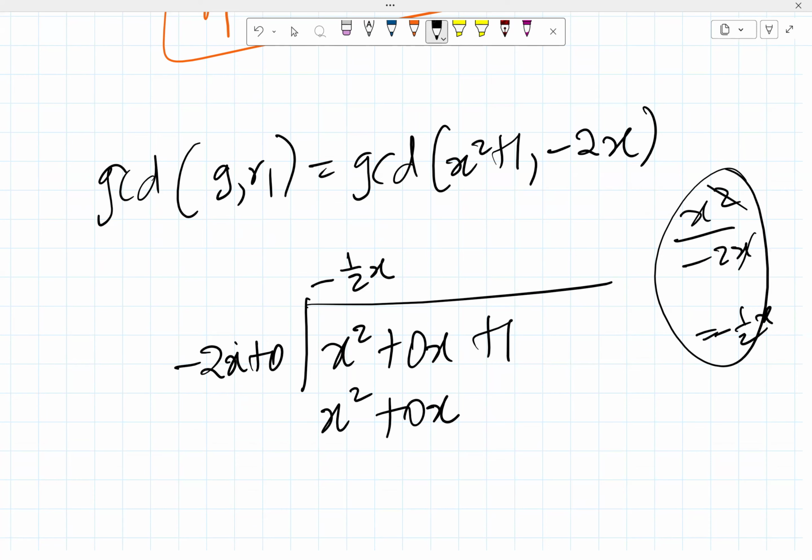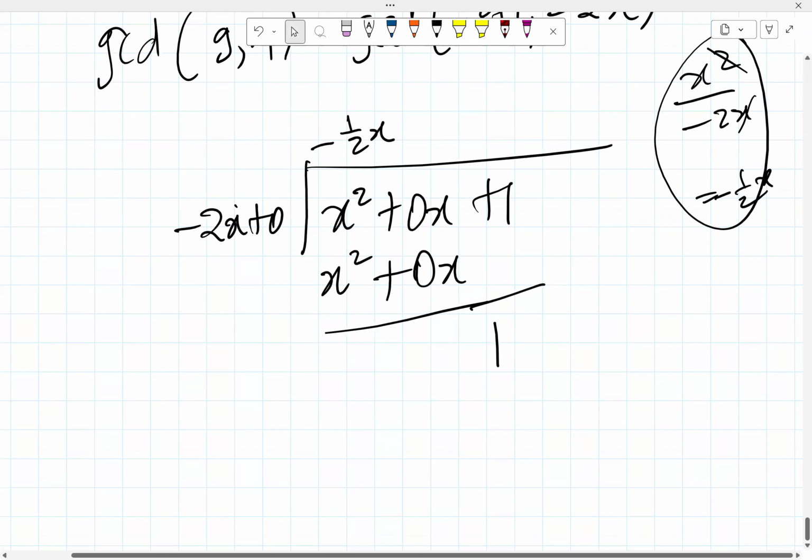Minus half x times 0 is 0x. Yeah, minus half x times this is x squared. Minus half x times 0 is 0x. Okay, so we can subtract now. So this will be gone, and we just have 1 here, right? So the last remainder again is 1, because minus 2x cannot divide again.